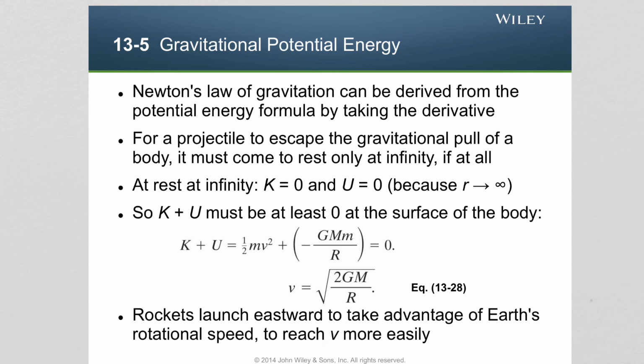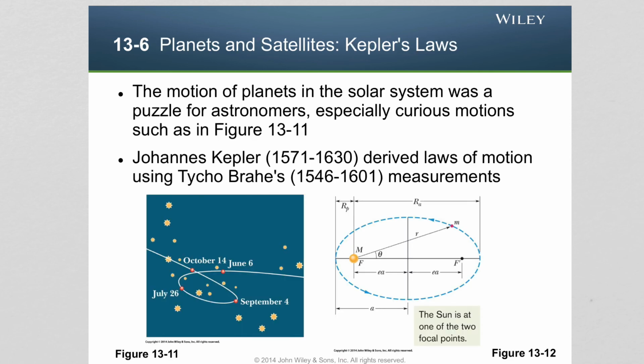Specifically for Earth, rockets launch eastward to take advantage of Earth's rotational speed to reach v more easily. Now we can talk about planetary motion and satellites and Kepler's laws. The motion of the planets as they seemingly wander against the background of the stars has been a puzzle since the dawn of history.